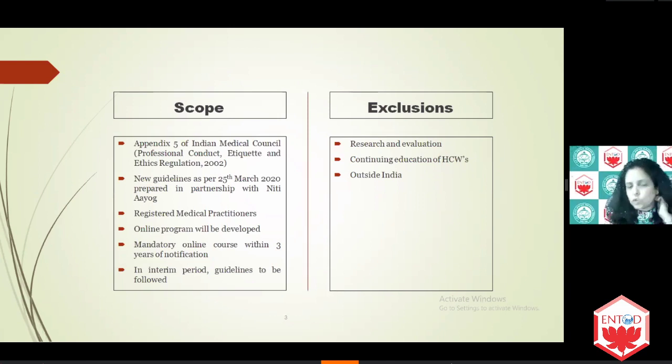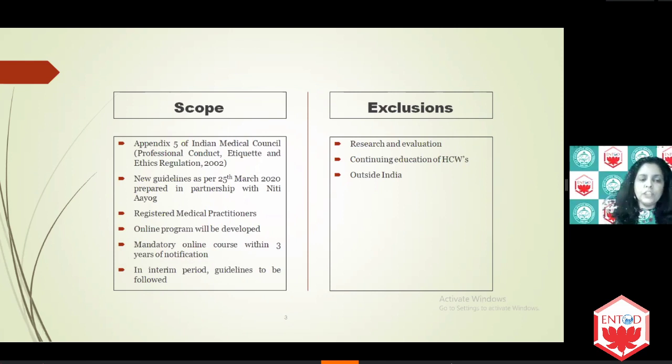Now, if we see the scope of telemedicine, we can see that the Indian Medical Council had already approved telemedicine in 2002. And recently, on 25th March 2020, Niti Aayog gave some guidelines. And based on these guidelines, telemedicine can be practiced. Now, this can be practiced as per Niti Aayog by any registered medical practitioner.